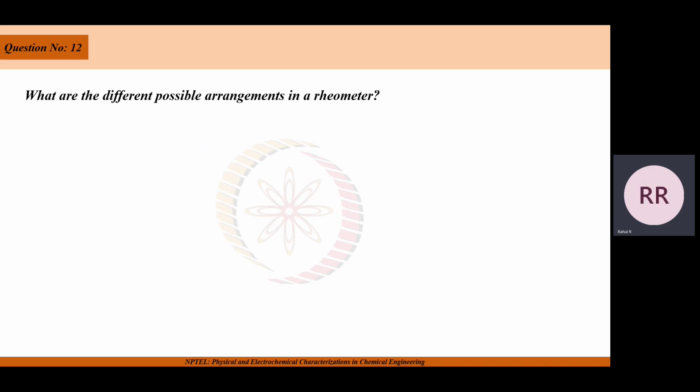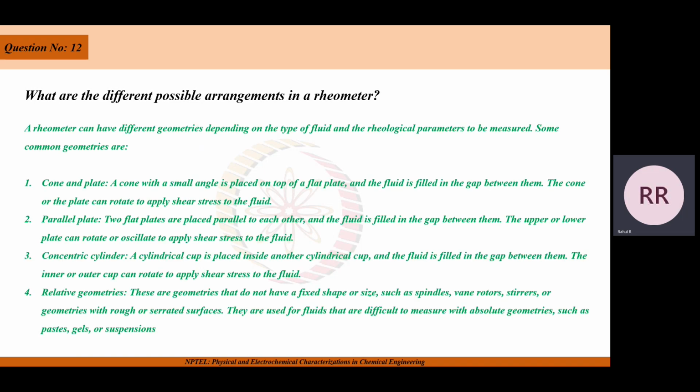I hope you were able to get an idea about the answer. The question was, what are the different possible arrangements in the rheometer? The answer is, a rheometer has different geometries depending on the type of fluid and the rheological parameters that have to be measured. The first one is the cone and plate arrangement. Here, a cone with a small angle is placed on top of a flat plate, and the fluid is filled in the gap between them.